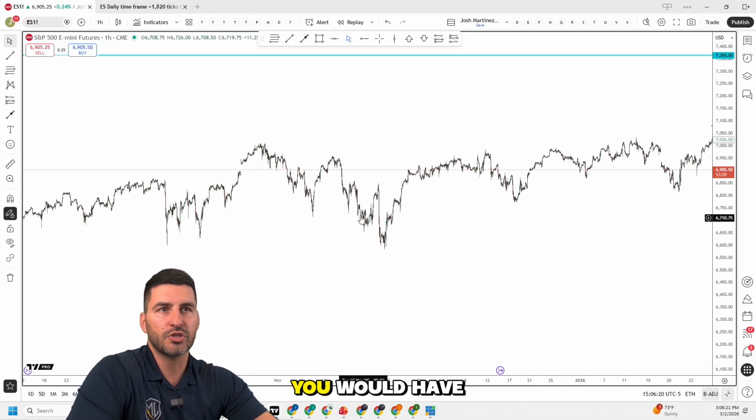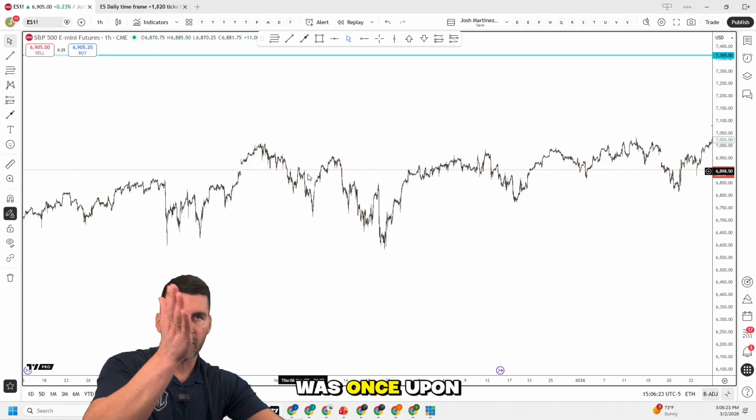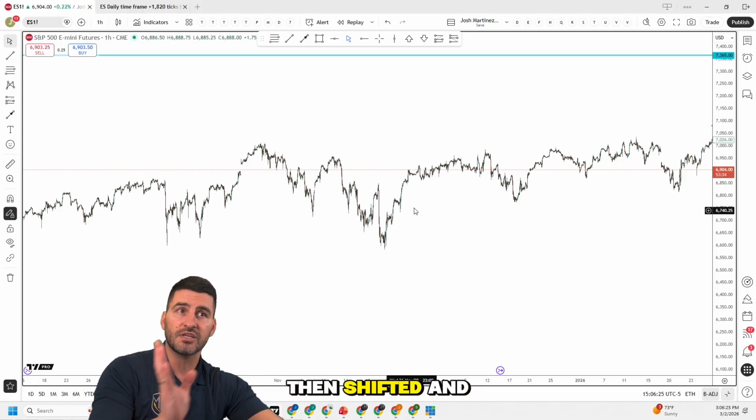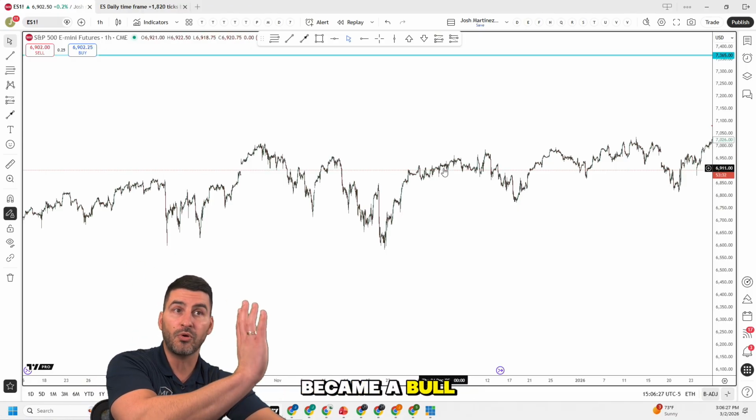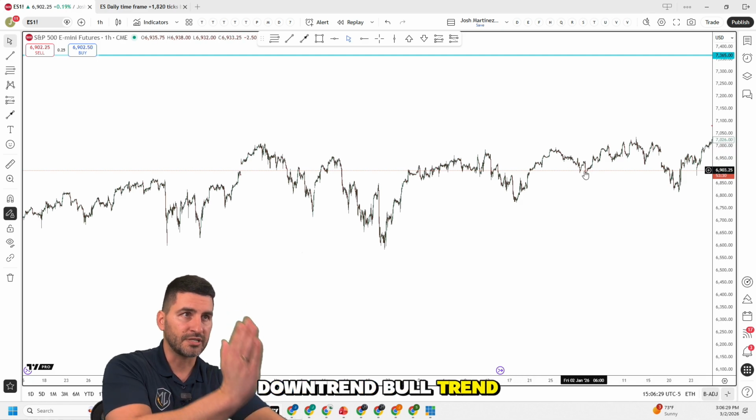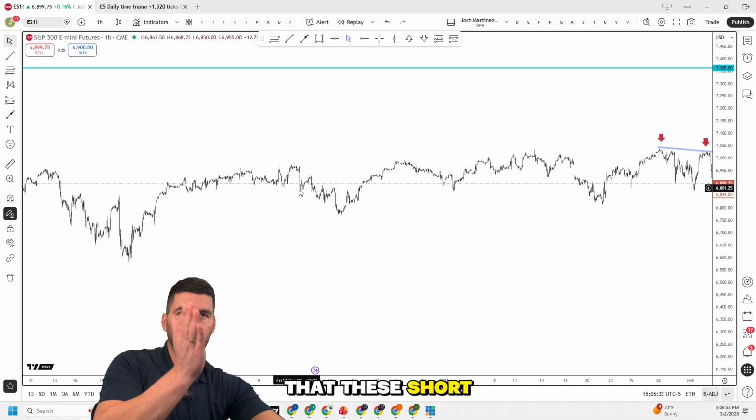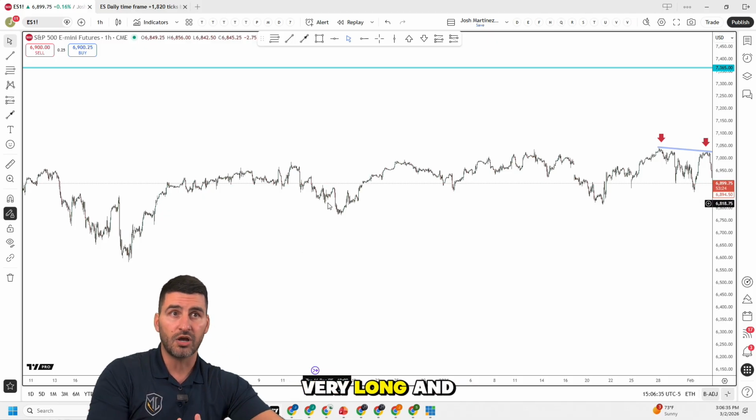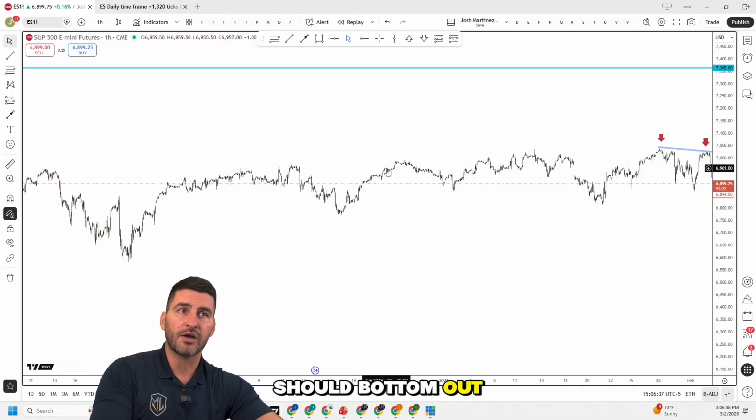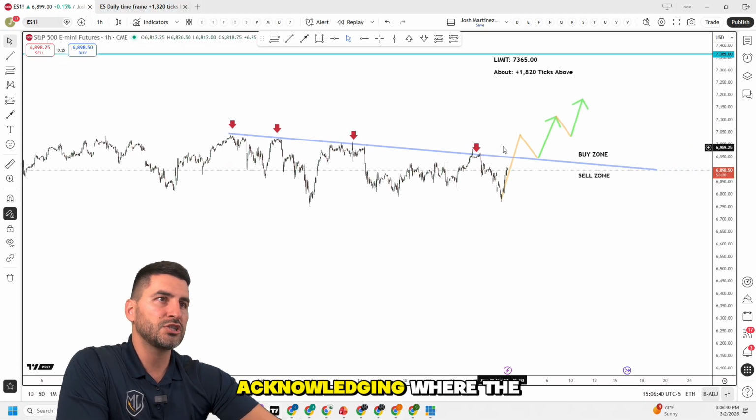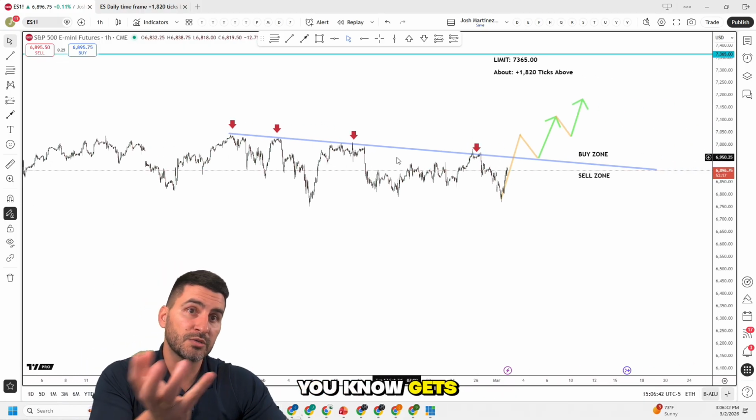This is no different than what you would have done over here, where the market was once upon a time in a downtrend, then shifted and entered, and then became a bull trend. Downtrend, bull trend, downtrend, bull trend. So all I'm really doing is just acknowledging that these short-term movements are not here very long, and that eventually it should bottom out and the market will rally. And I'm just acknowledging where the market pushes, gets pushed down.